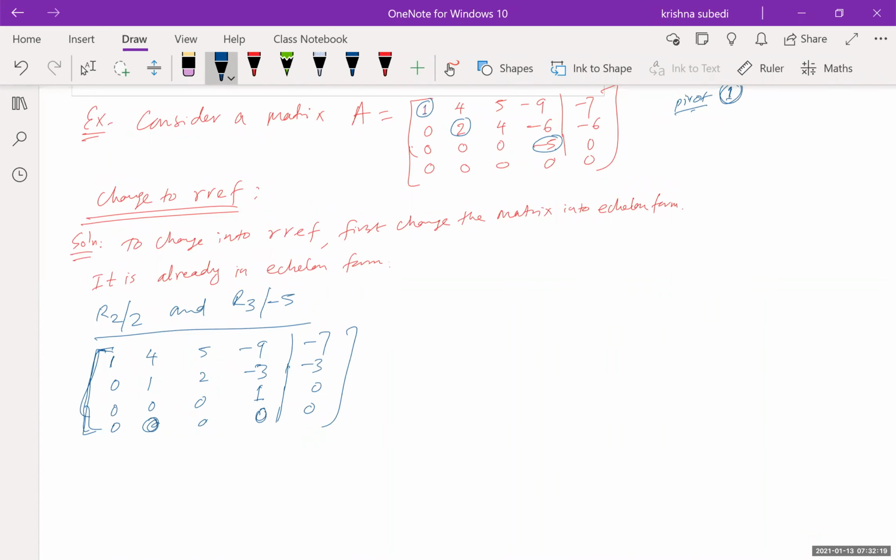Another property is that except the pivot, everything must be 0 in that column. So that means we need to make this guy 0. We need to make 4 into 0. And we need to make this -3 and -9 into 0. That's all we need to do. Since column 3 has no pivot, we don't worry about it. Just leave it as it is.